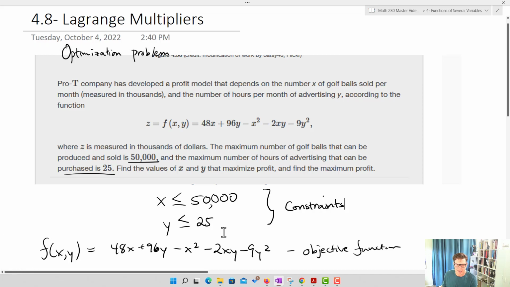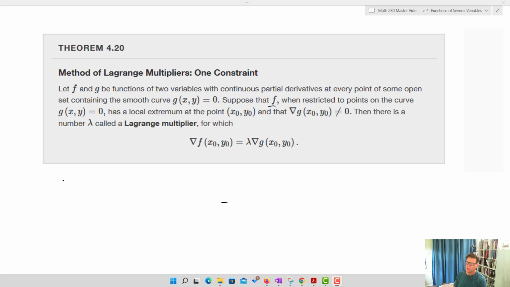Now, let's just look at this method of Lagrange multipliers, and talk about it in terms of just having a single constraint. So suppose that we have two functions, f and g. They're functions of two variables with continuous partial derivatives at every point of some open set containing the smooth curve g of x y equals 0.